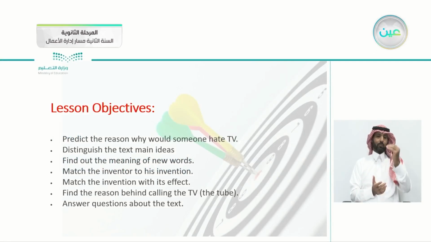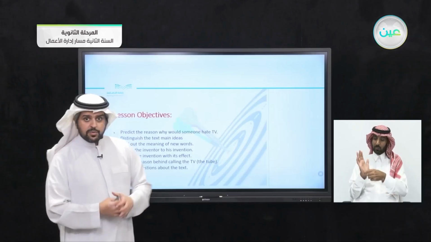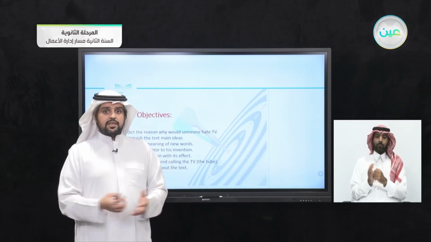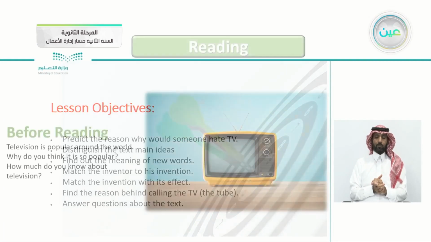These are the objectives for today. Predict the reason why someone would hate TV. Distinguish the text's main ideas. Find out the meaning of new words. Match the inventor to his invention. Match the invention with its effects. Find the reason behind calling it the TV, the tube, of course. Answer questions about the text. So normally we'll be reading the text for today, the article, then we'll be answering some questions about it.